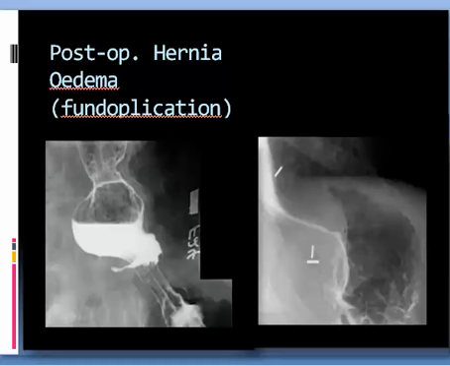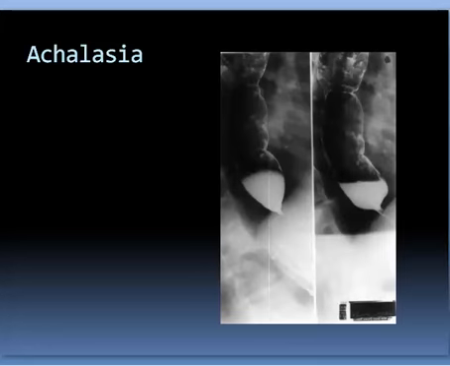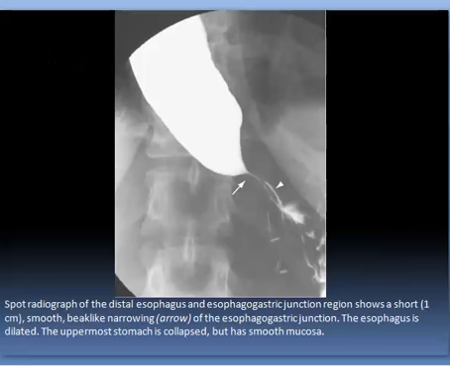Postoperative hernia with fundoplication. Now we have a stricture and have narrowing. Achalasia, of course, have distal stricture. Distal esophagus stricture showing the beak-like narrowing. The esophagus is dilated above, and the uppermost stomach is collapsed.